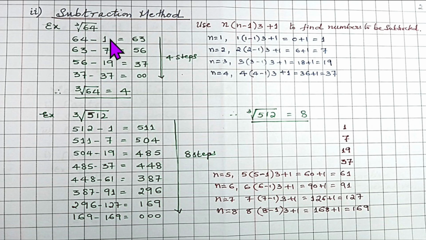So the first odd number is 1. When n is 2, because the second stage n is 2, then put n equal to 2. 2 minus 1 is 1, 3 into 1 is 3, 3 plus 1 is 7.